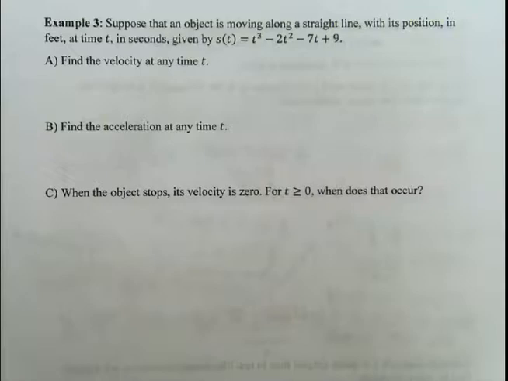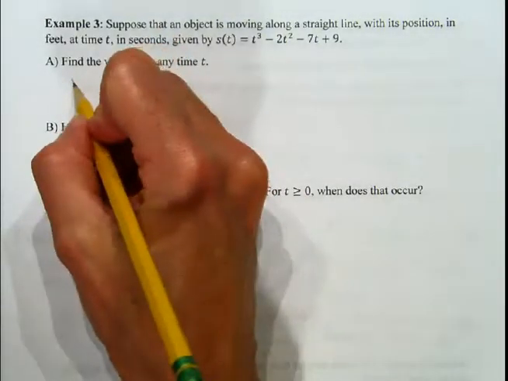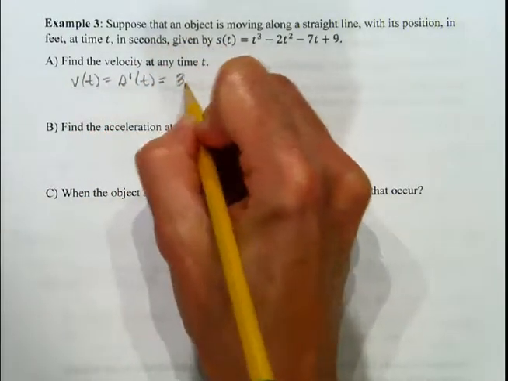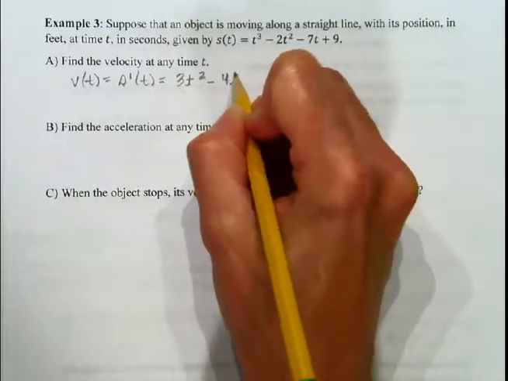Now on the next example, example 3, it says suppose that an object is moving along a straight line with its position in feet at time t in seconds given by that particular function. Find the velocity for part A, find the acceleration for part B, and then answer part C. Find when the object stops, its velocity is 0, for t greater than or equal to 0. So first one, find the velocity. That means our velocity, remember, is our first derivative. So that is 3t squared minus 4t minus 7.